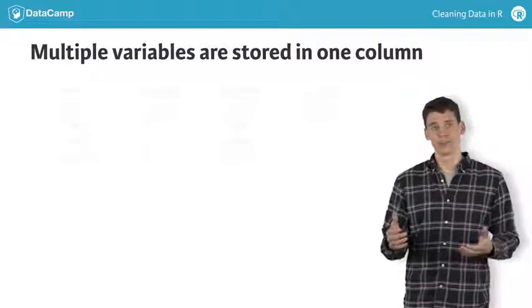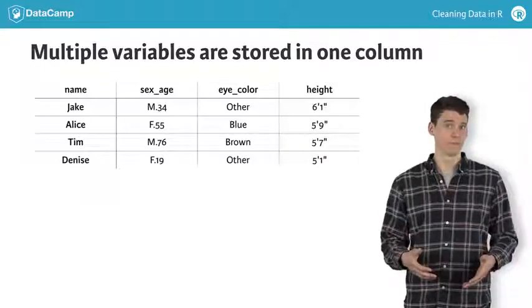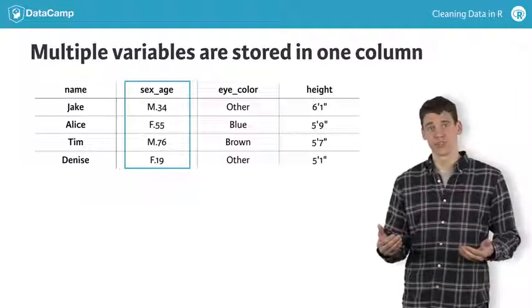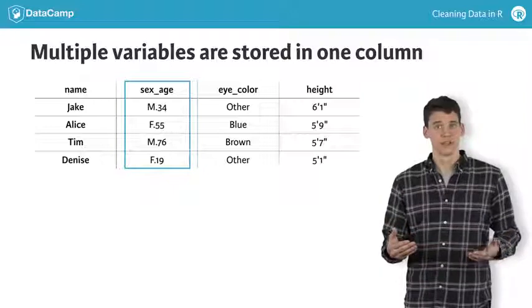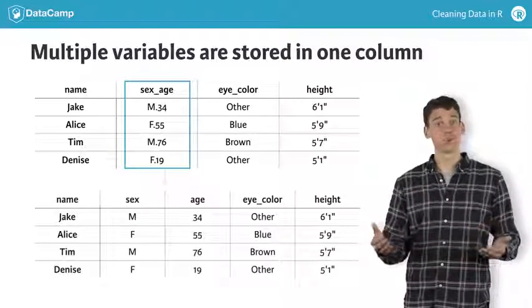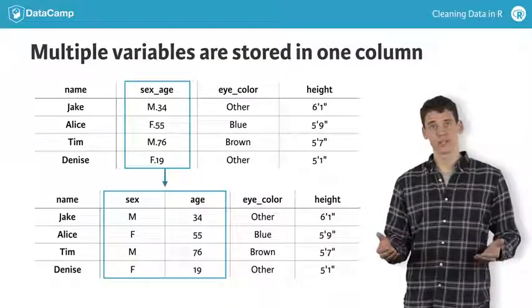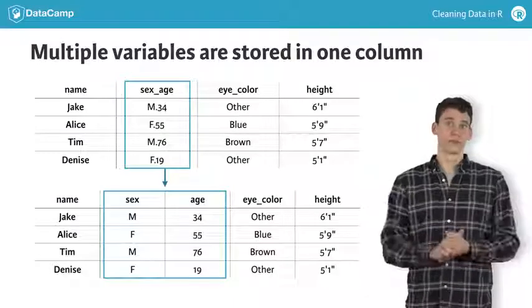Another common issue arises when multiple variables are stored in a single column. Here, the sex and age of each person has been combined in a column called sex-age. To get to a tidy data set, we simply split this column into 2 columns, sex and age, which could easily be accomplished using tidyr's separate function.